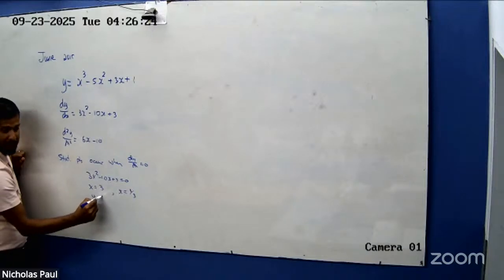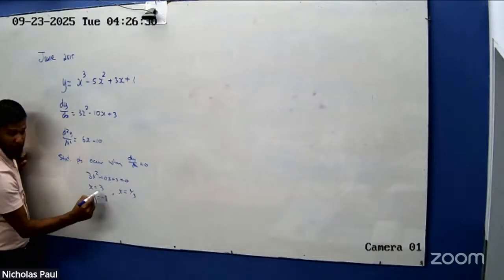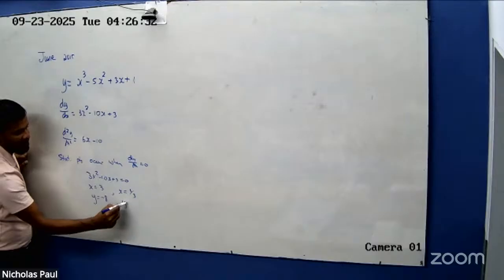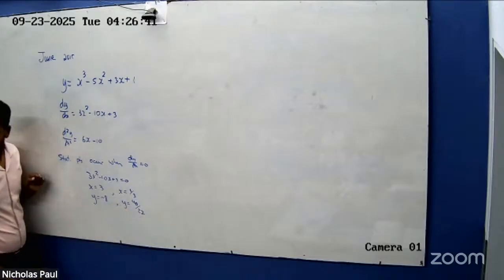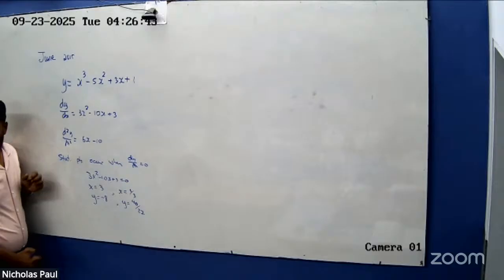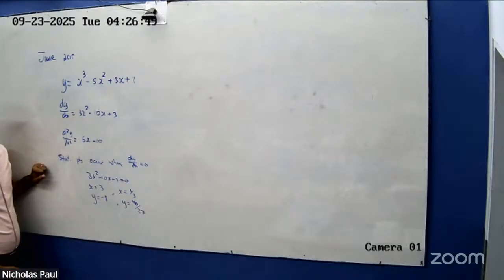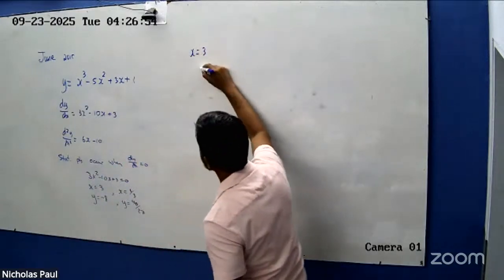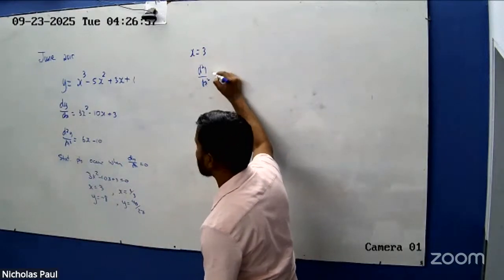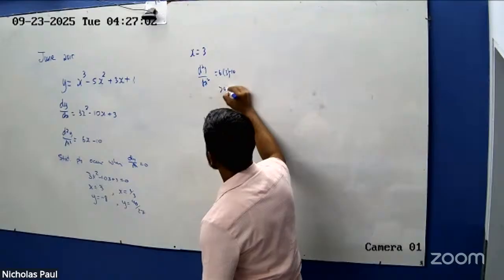y is what? Well, when x is 3, y is minus 8. And y is 40 on 27. Yeah, once we're done. Now, when x is equal to 3, you have to find d2y/dx squared. That'll be 6 times 3 minus 10, which is more than 0.